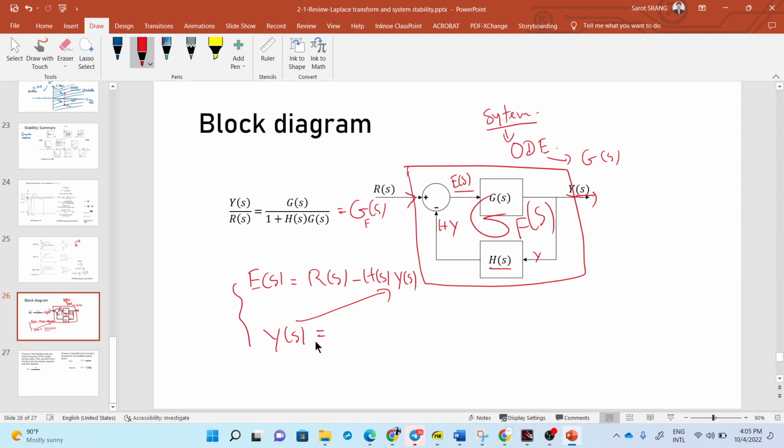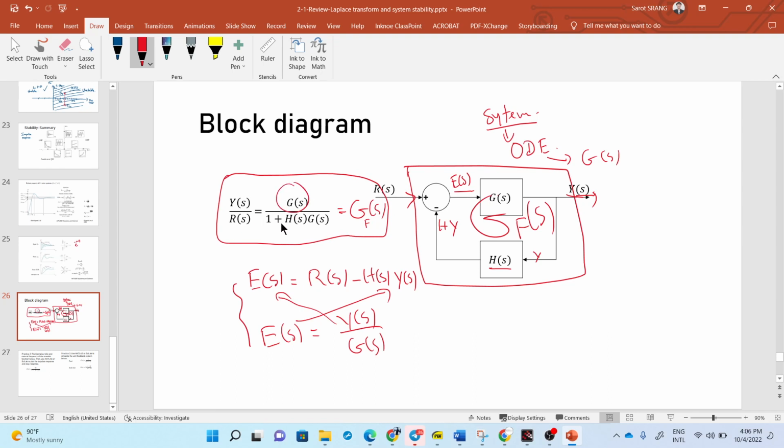Let's say E(s) equals Y(s) divided by G(s), right? So you substitute in here, you can find this. It's not difficult, right? So just G(s) over 1 plus this times this.